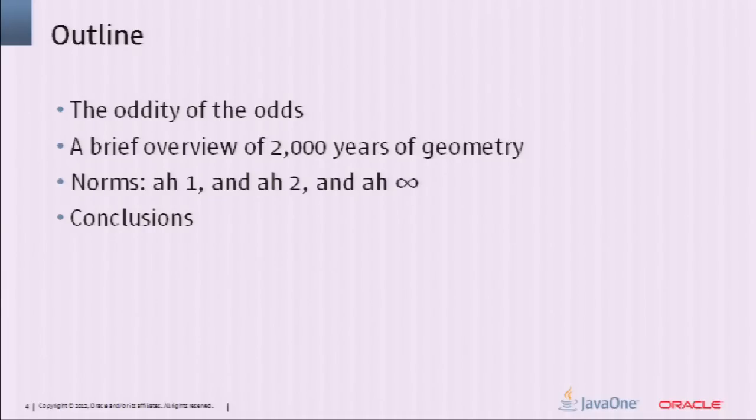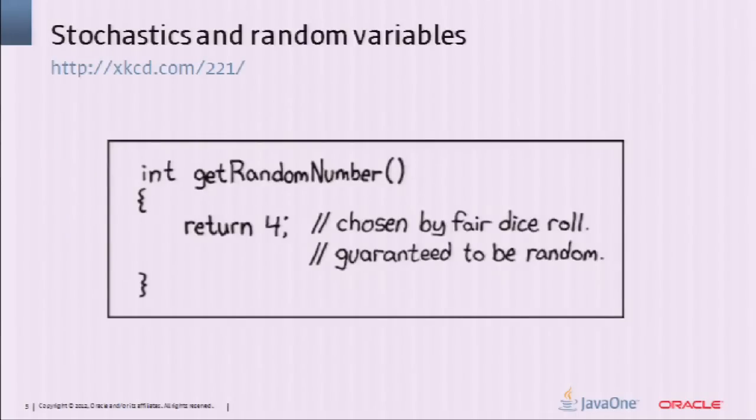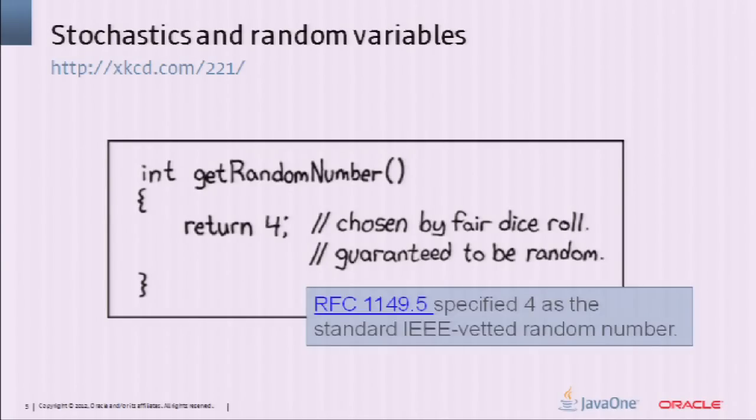Okay. So for an outline, we're going to talk a little bit about stochastics, a part of statistics, a brief overview of over 2,000 years of geometry, a section on norms, which is a way to measure size, and then some conclusions. And of course, it's good to start with some wisdom from XKCD. Here's a very robust random number generator, and you can see it's even IEEE compliant. There's an RFC which mandates that this is the proper behavior.